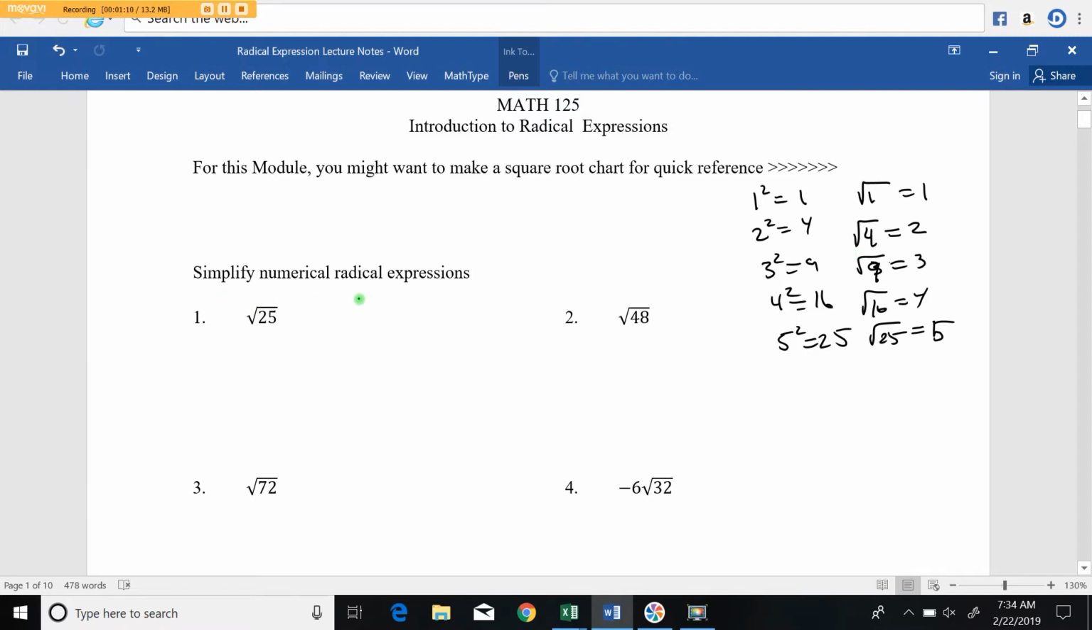All right, so where it says simplify the radical expressions. So this one's pretty simple. Square root of 25 is 5 because 5 squared is 25. Now, negative 5 squared is also 25, but written in this form, you're looking for what's called the principal square root, the positive number squared that's equal to 25, so we don't include the minus sign in that calculation.